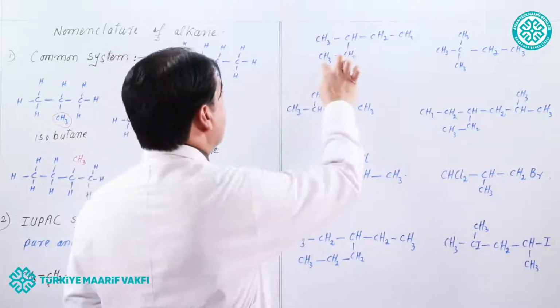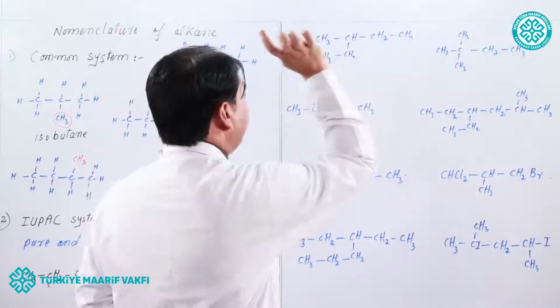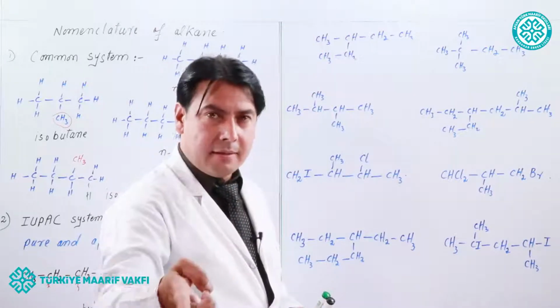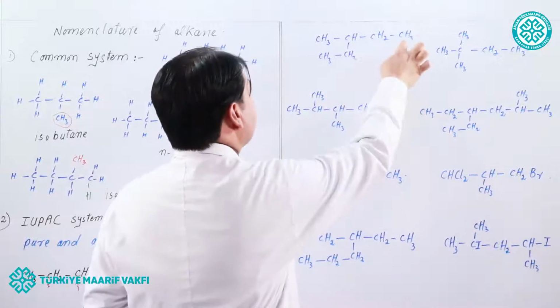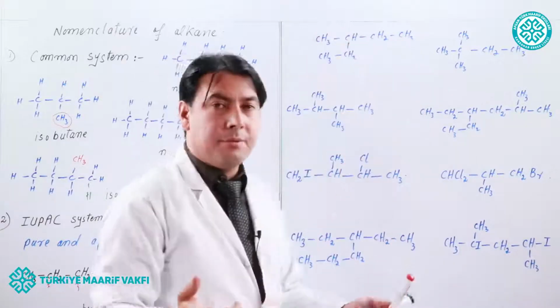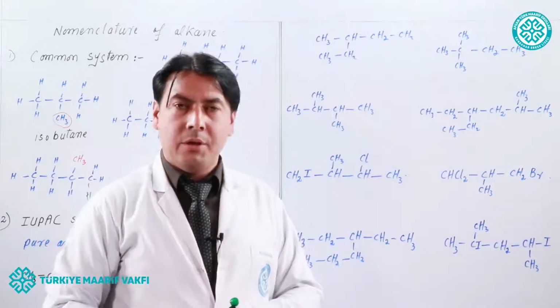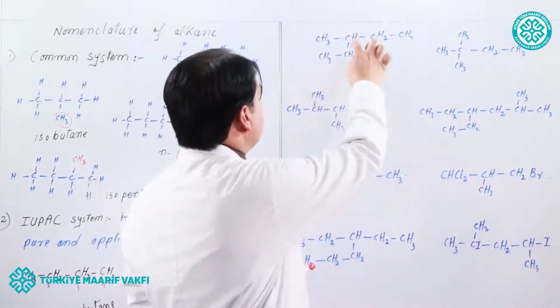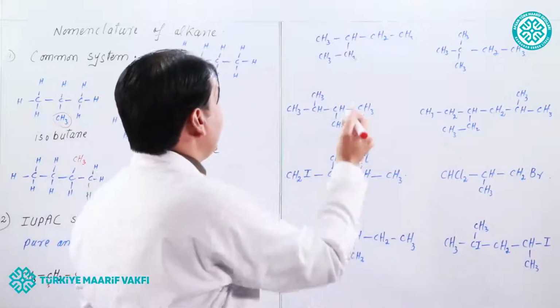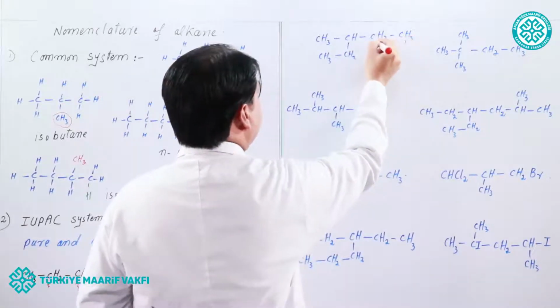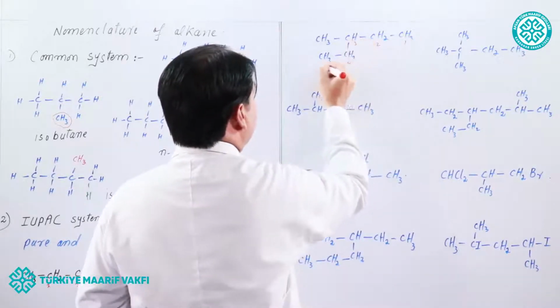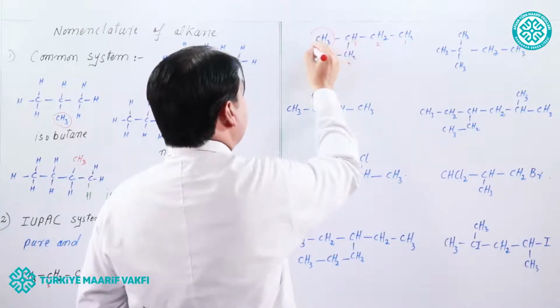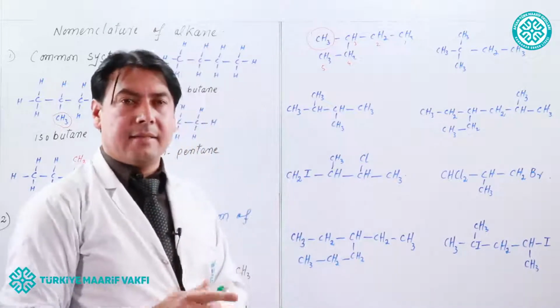So we have to select the longest chain and start the numbering. If we start the numbering from this carbon, 1, 2, 3, the substituent is at the third carbon. If we start from this side, 1, 2, 3, the substituent is again at the third carbon. So this is our choice. Either we give the numbering from that side or this side, 1, 2, 3, 4, 5. And what is the substituent? Methyl group. Methyl is the substituent.